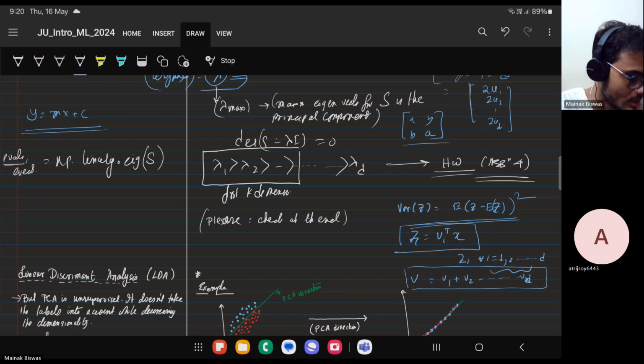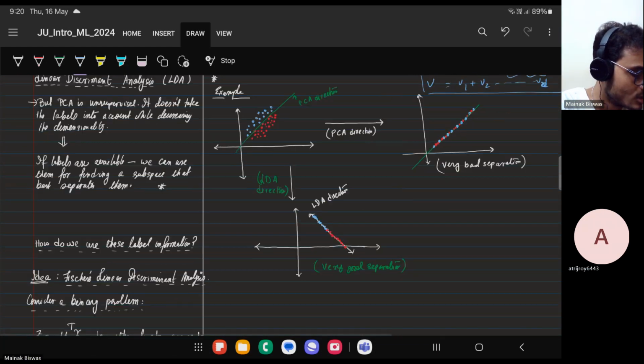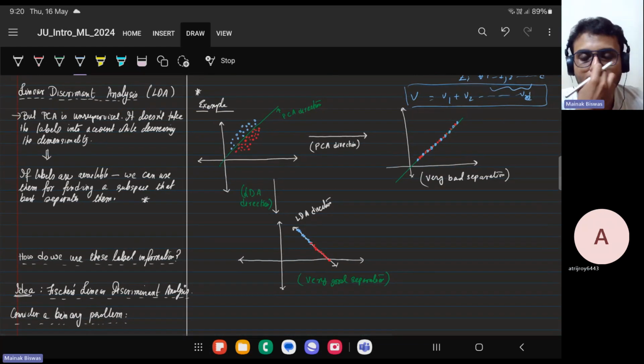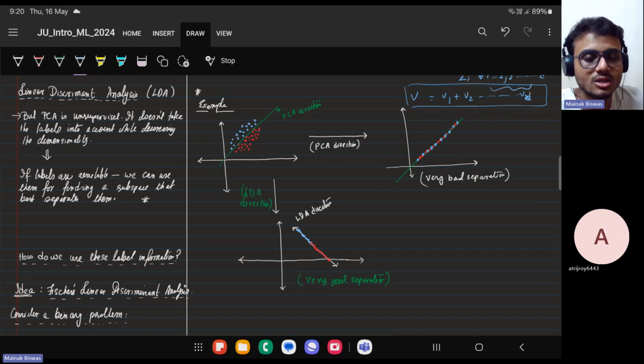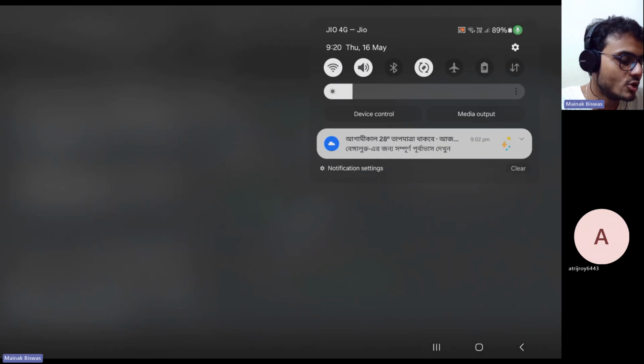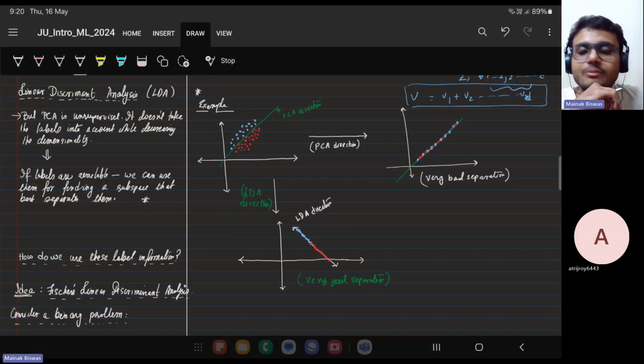Good. So now the last thing in your syllabus is linear discriminant analysis. Fisher, a hundred years back, came up with Fisher's discriminant analysis. All this while, do you agree there was no information about the labels? Labels were not important to us in this. Correct? So if labels were not important to us, how do you make them important?